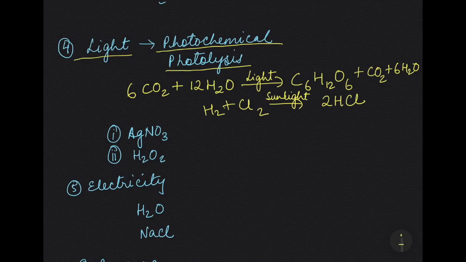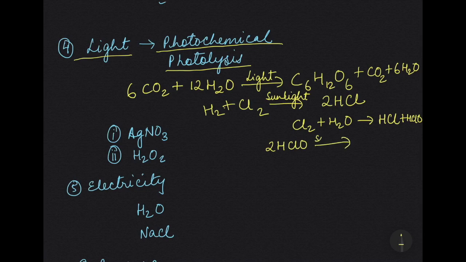Now, if chlorine water is exposed to sunlight, bubbles of gas are seen. That is, oxygen is given out. That is chlorine plus water. Okay, we get HCl plus HClO. Okay, so this hypochlorous acid in the presence of sunlight will turn into hydrogen chloride and oxygen. So this is the bubble that you see.